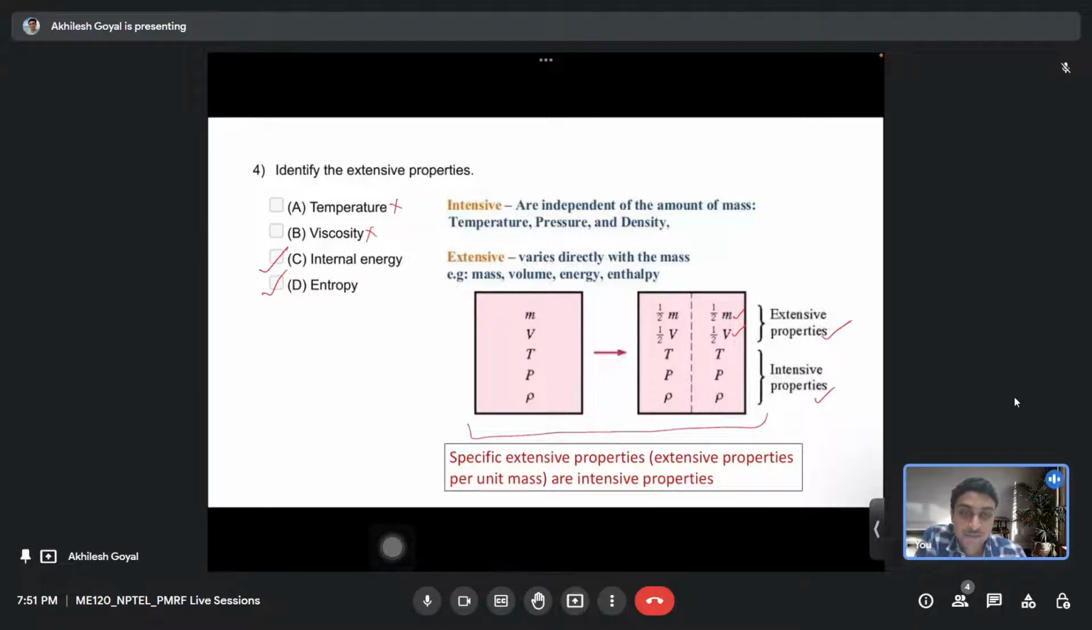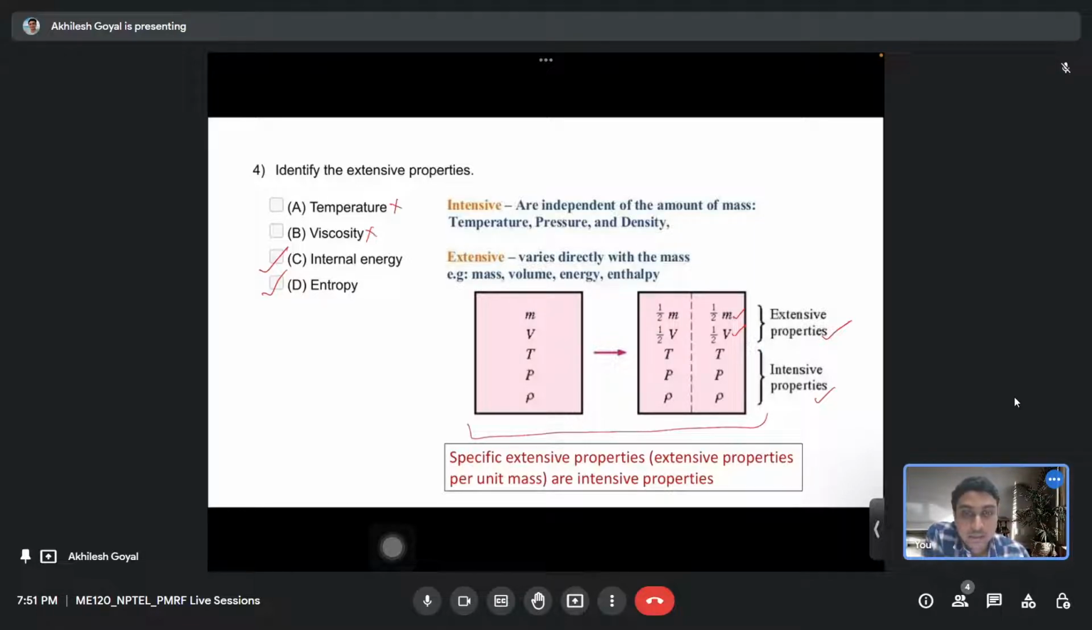Also, specific extensive properties. So what is a specific extensive property? It is an extensive property per unit mass. So again, in a specific extensive property, you are dividing the property by mass. So these properties don't depend on mass.